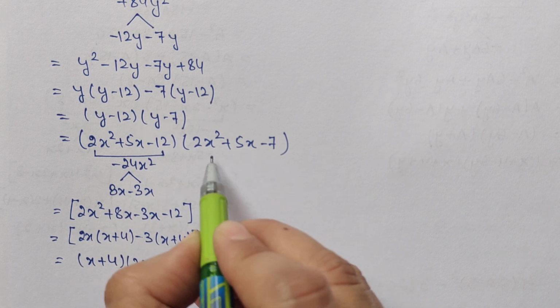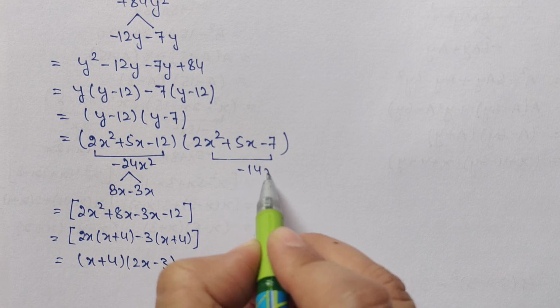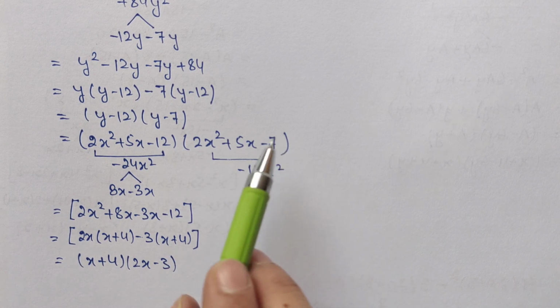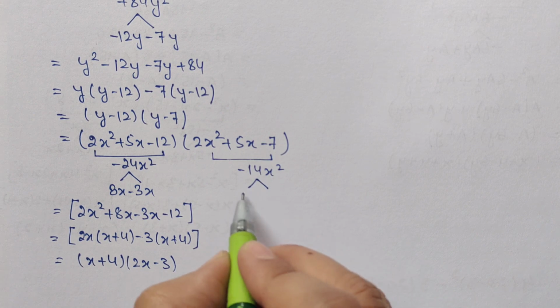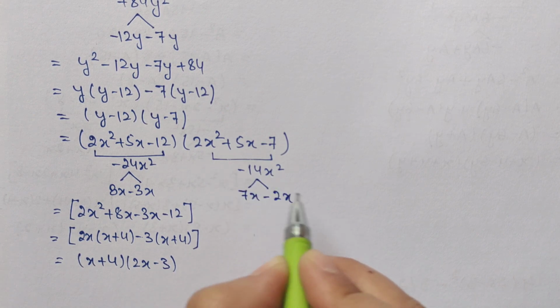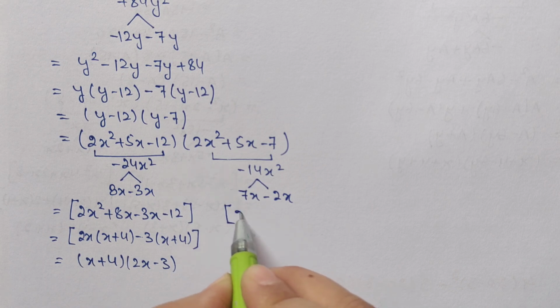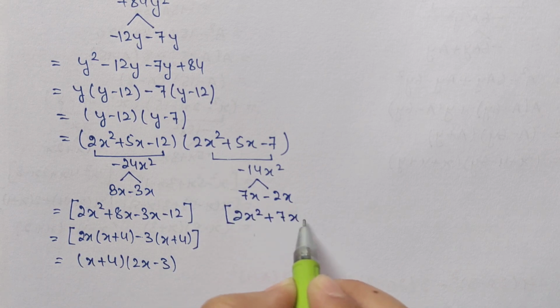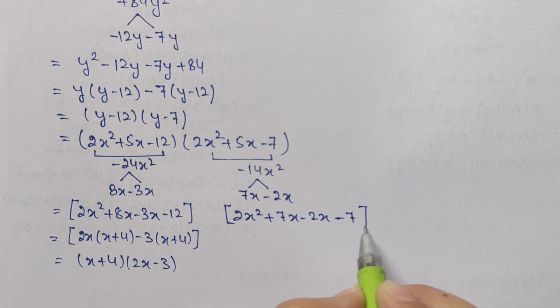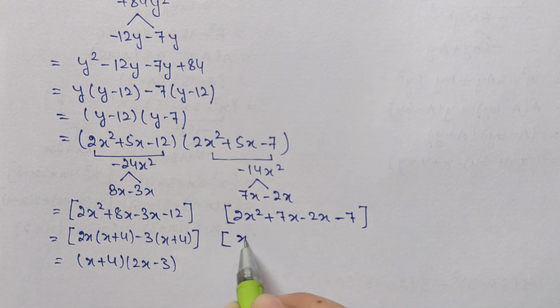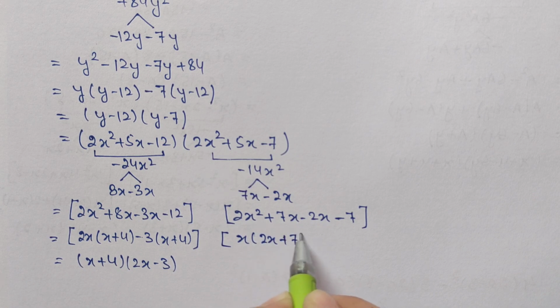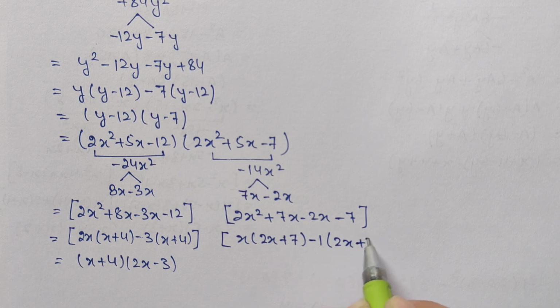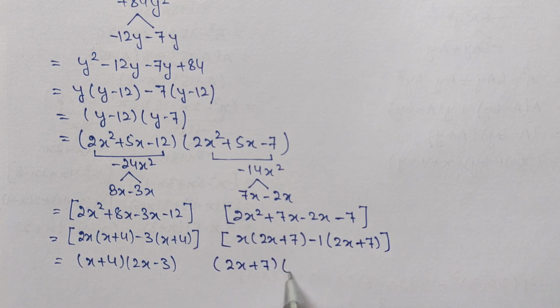Same way we will do this one. Multiply first and last: −14x². Factors of 14 such that after subtraction we get 5: 7 and 2, 7x − 2x. Now replace with the middle term: 2x² + 7x − 2x − 7. From the first two we can take x out common, 2x + 7 will be inside the bracket. From the last two, we can take −1 out common, 2x + 7 will be inside the bracket. So the factors will be (2x + 7) and (x − 1). This will be our answer.